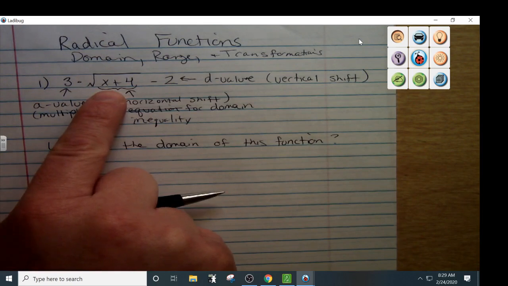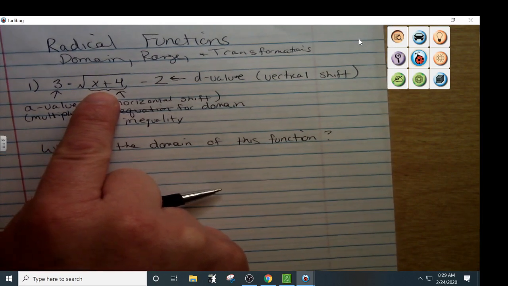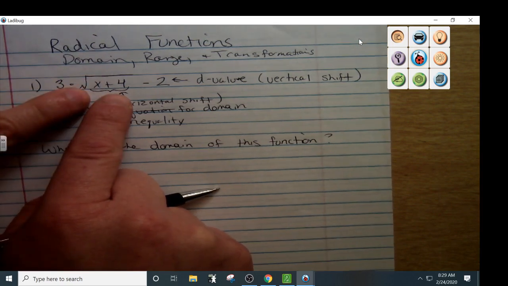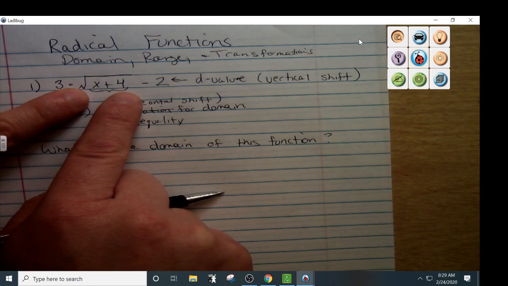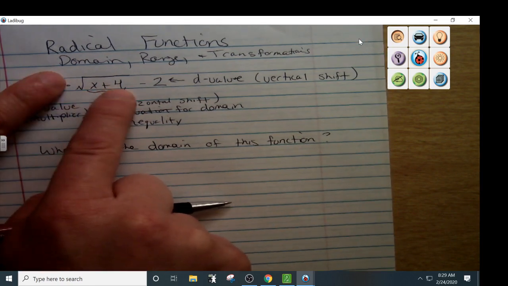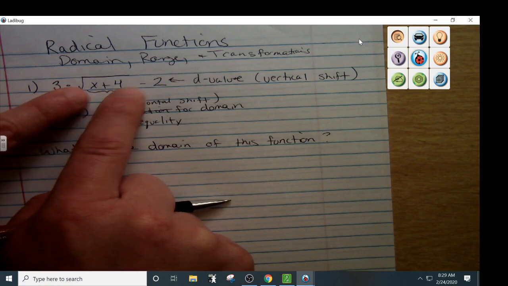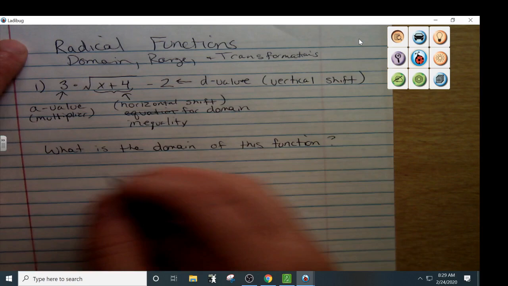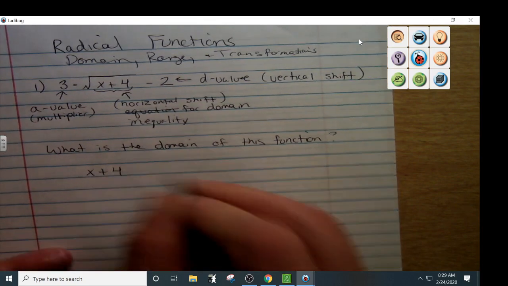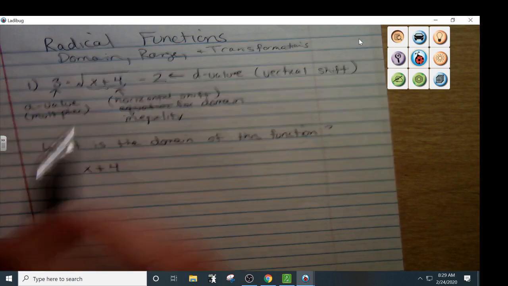Now, guys, we have dealt with imaginary solutions or complex solutions where the square root is a negative number. But in the case of radical functions, when you graph these things, this cannot be less than zero. It cannot be a negative number. So how to find the domain is you take what's underneath your radical.